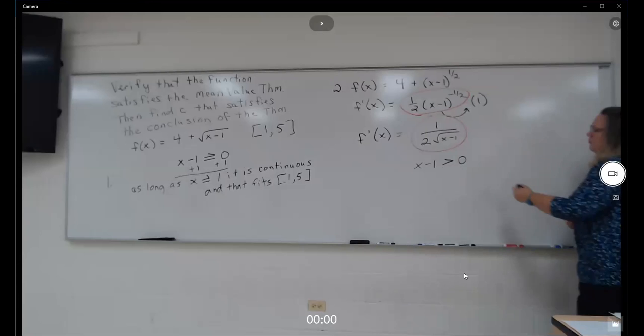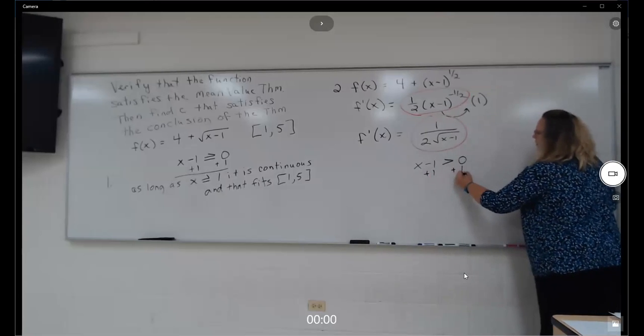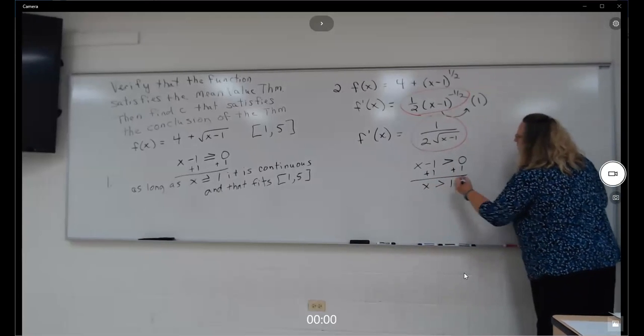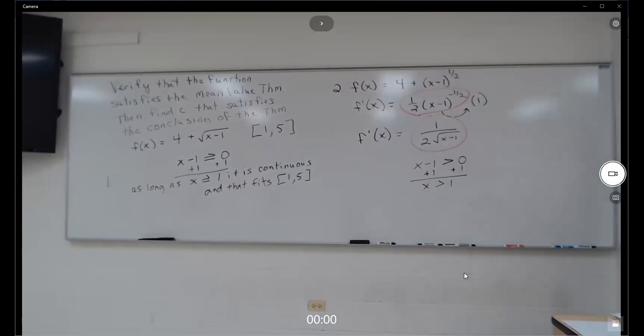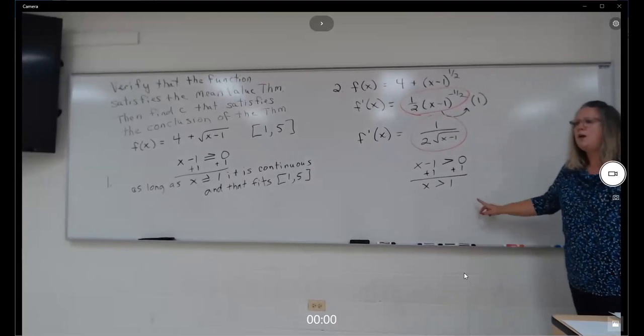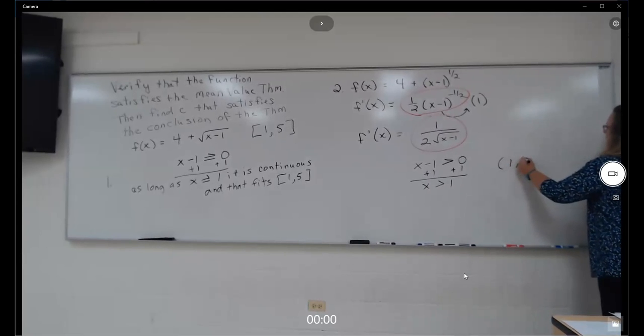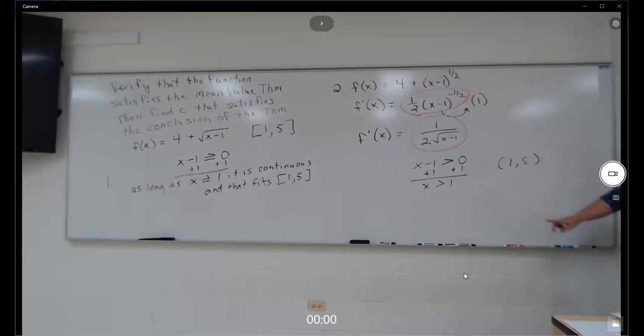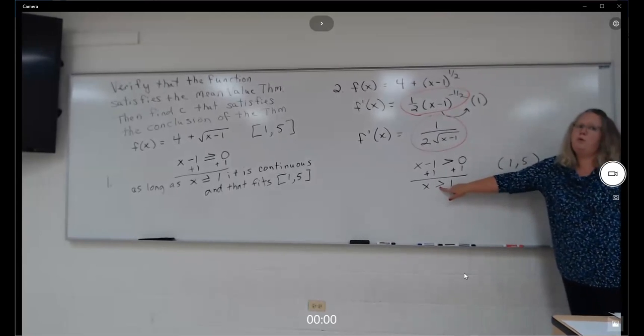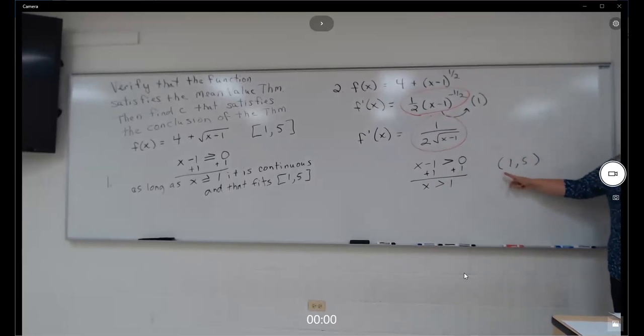Okay, so that means what? X has to be greater than 1 for the derivative to be okay. For the derivative to be okay, x has to be greater than 1. But what does step 2 say? It has to be differentiable on the open interval. So this is saying not equal to 1, greater than, but that's what this is saying as well.